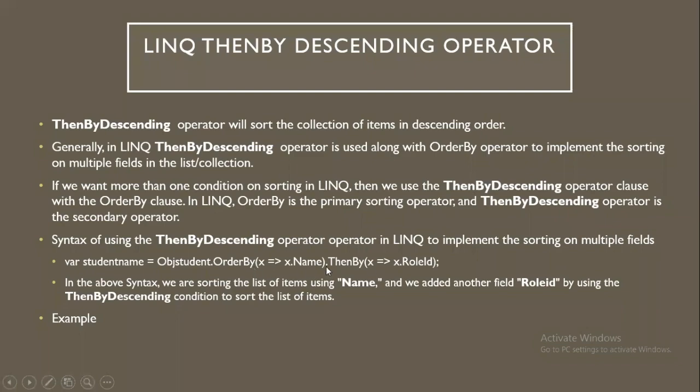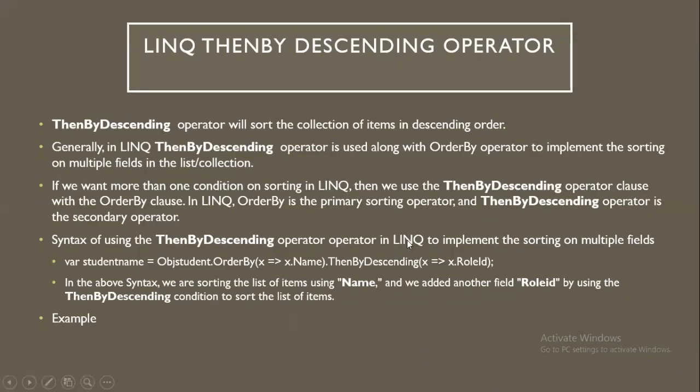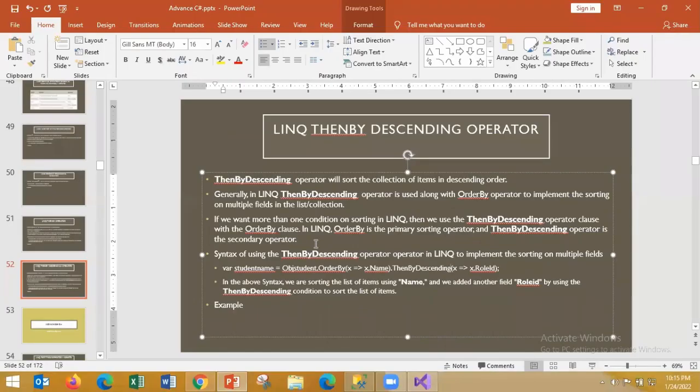Syntax is this. Then by descending. We'll be sorting the list of items by name in ascending order. Then we added another field, role ID, by using the then by descending condition to sort the list of items. So we will see it.